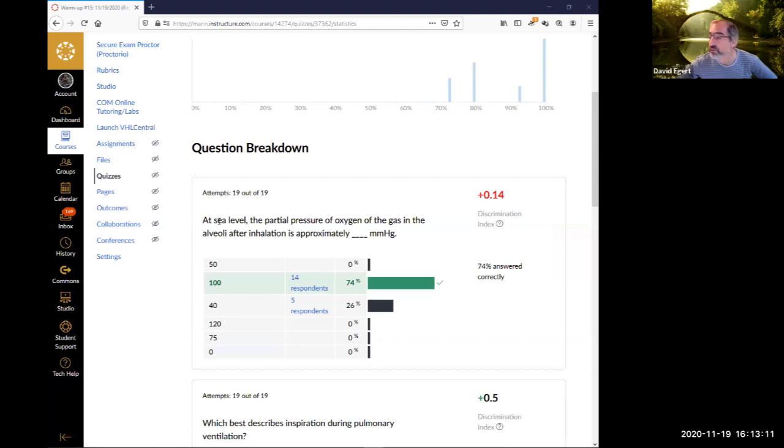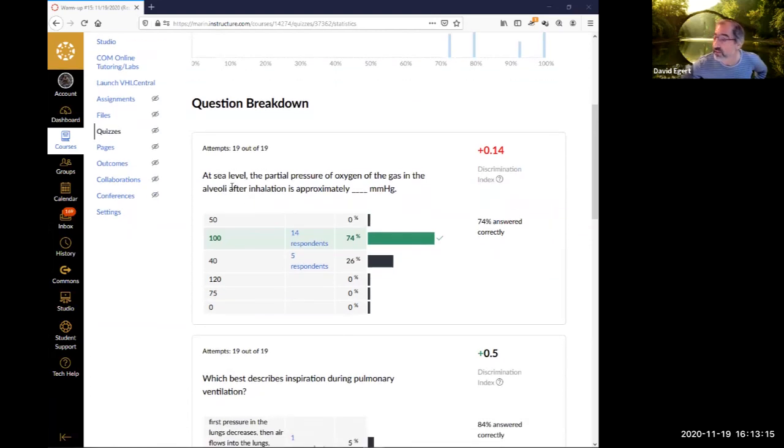This is going over some of the stuff from the respiratory system last class. It says, at sea level, the partial pressure of oxygen of the gas in the alveoli after inhalation is about what? This is important, this is what's driving the movement of oxygen from the alveoli into the blood. And again, 75% of the people got it: 100.